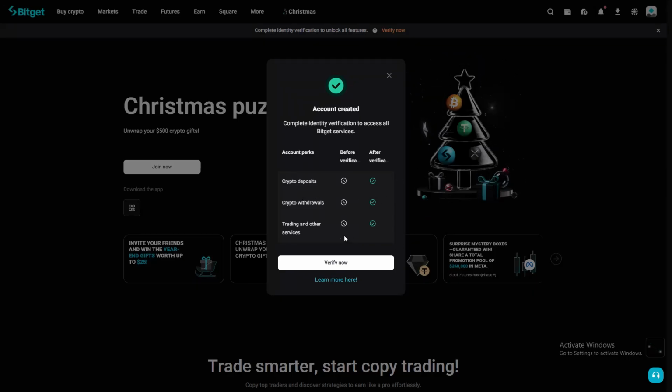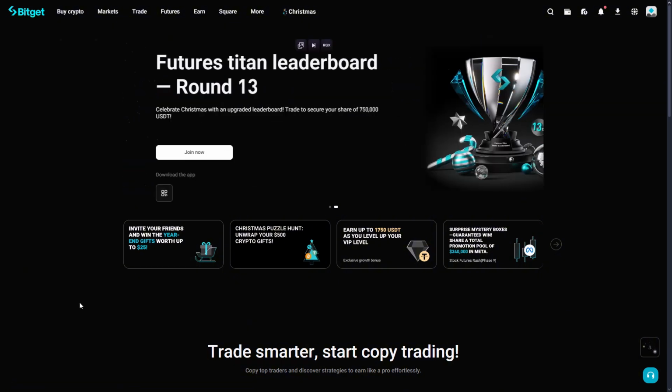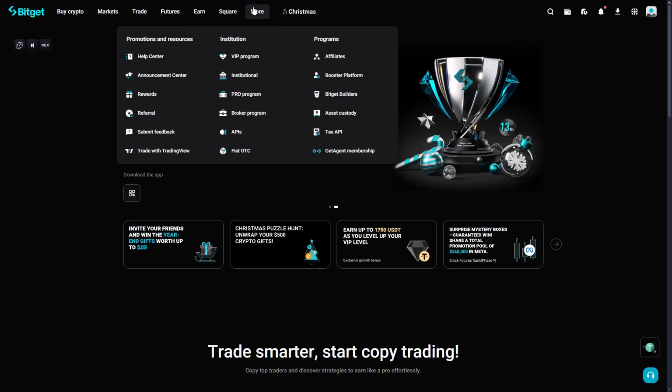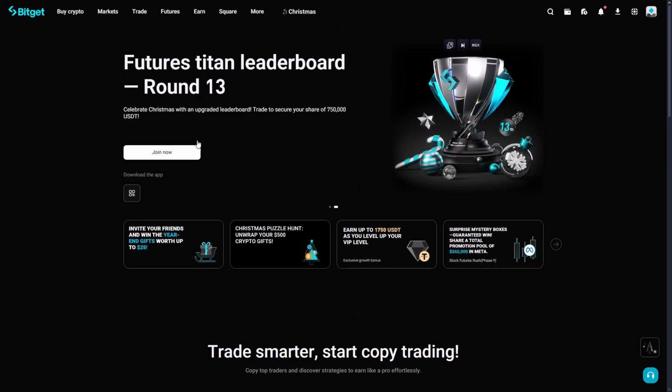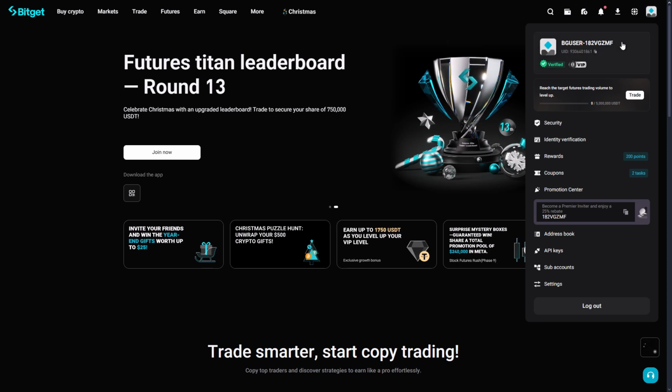Okay, now the first thing you will see is this page right here, and there is something you absolutely cannot skip. Two-factor authentication, or 2FA. This is your second line of defense, and trust me, you need it. Without 2FA, anyone who gets your email and password can access your account and drain your funds. With two-factor authentication, even if someone has your login details, they still can't get in without that second code. Here's how to set it up.